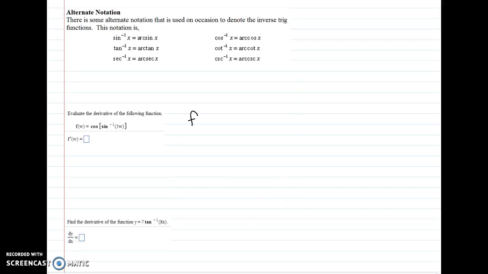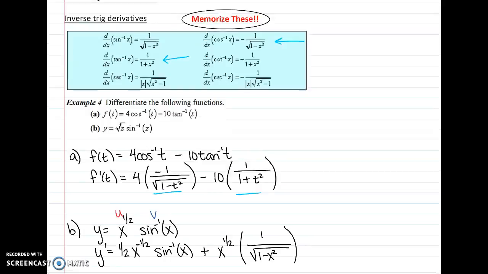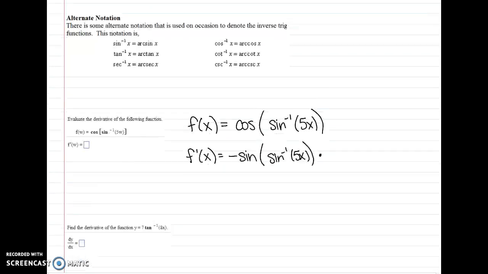Okay, look at this one. I don't like w's, I'm going to make it x. f of x is cosine of inverse sine of 5x. This is composition. Yes, this is a peanut butter M&M. Cosine of blop. The derivative of cosine of blop is negative sine of blop, times the derivative of the blop. The derivative of inverse sine, you can go back up to your blue box if you need to, is 1 over the square root of 1 minus x squared.